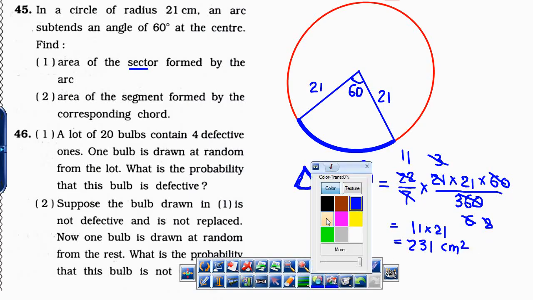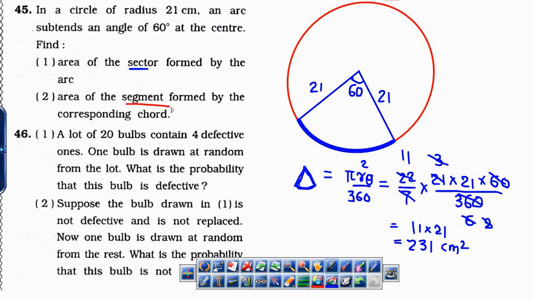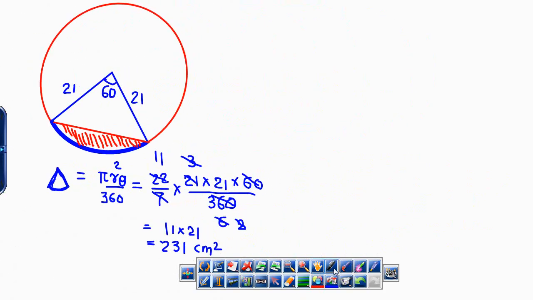Another question is number 2, find the area of segment formed by the corresponding chord. Now segment means when you join these two, this is area of segment. To find this area you have to subtract the triangle. तो sector minus triangle करोगे तो you will get area of segment. So second number starts like this. Area of segment is equal to area of sector minus triangle. Area of sector we have already found out, but what is the area of triangle?